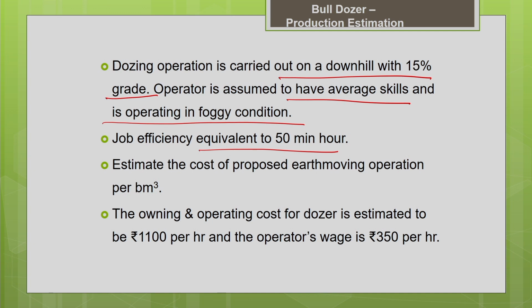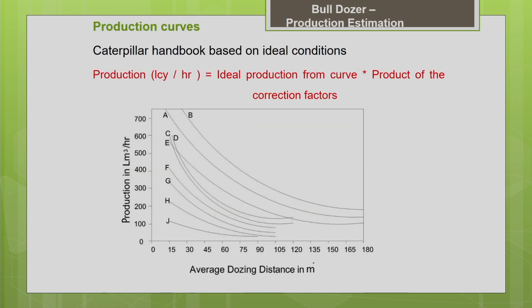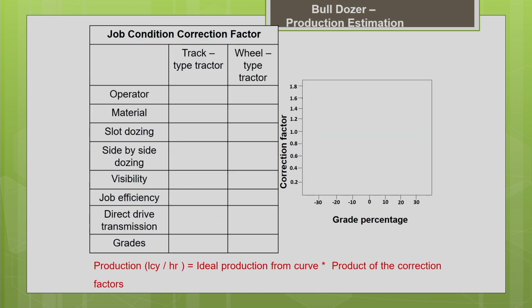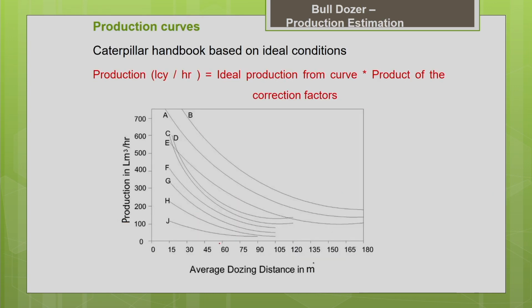Before moving further, let us try to recollect what we learnt earlier. In this we are going to make use of the production curves supplied by the manufacturer for the particular model. I hope you remember the sample production curves which I have shown you earlier. If you know the dozing distance, I can find the production from the curves. In this case, the dozing distance is given as 60 meter.